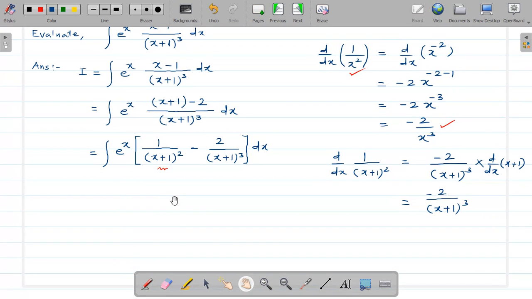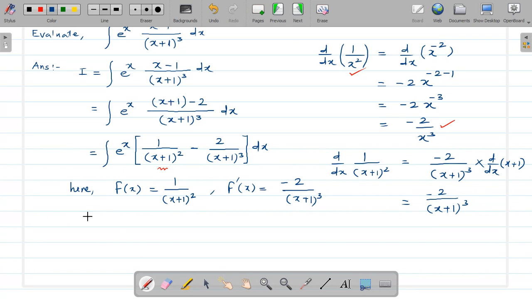So in the integration we have, here, f of x which is equal to 1 upon x plus 1 square, and its derivative is f dash x, that is, minus 2 upon x plus 1 cube.